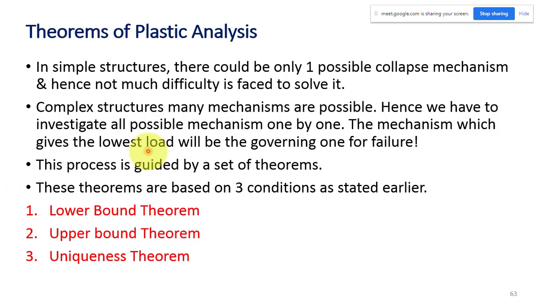So this process is guided by a set of theorems, and we have three theorems: lower bound, upper bound, and uniqueness theorem. These theorems are based on the three conditions we discussed earlier: yield condition, equilibrium condition, and mechanism condition. The lower bound theorem is based on your yield condition and equilibrium condition. Similarly, the upper bound theorem is based on your mechanism condition and equilibrium condition. And the uniqueness theorem is just a combination of lower bound and upper bound.